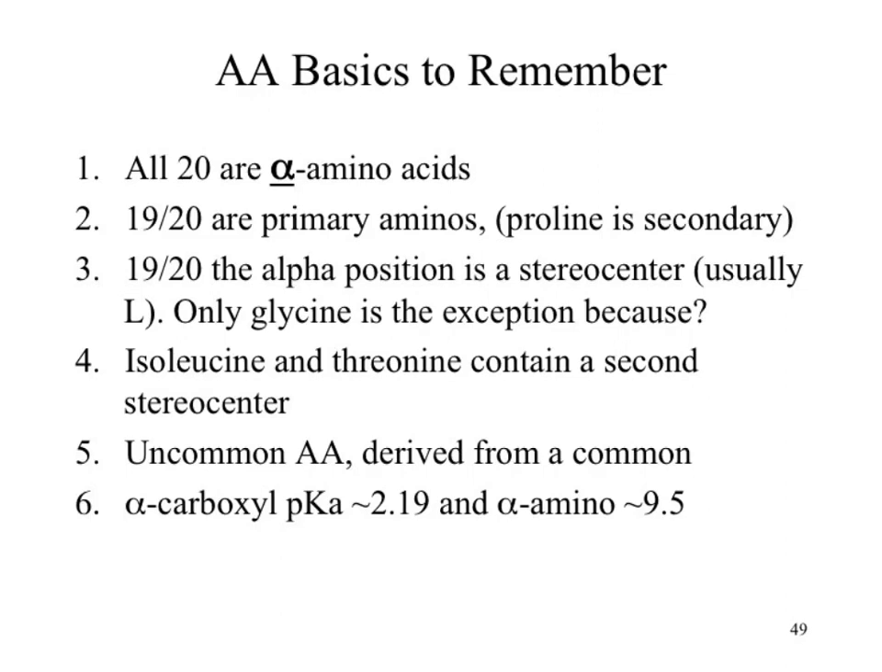Isoleucine and threonine are a little bit trickier because they contain a second stereocenter. If you look at them, you can track through them and you'll find a carbon atom that has 4 distinguishable groups on those 2 amino acids. Your uncommon amino acids, in some way, shape, or form, have been derived from the common ones.